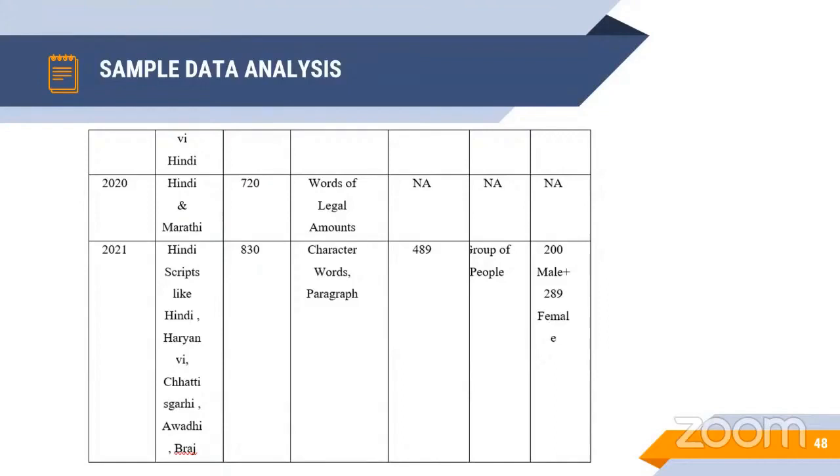And this is not only the character, not only the word and the paragraph, it is the combination of the characters, words and paragraphs. And the total is 489 with the group of people, and out of that 200 male and 289 females.